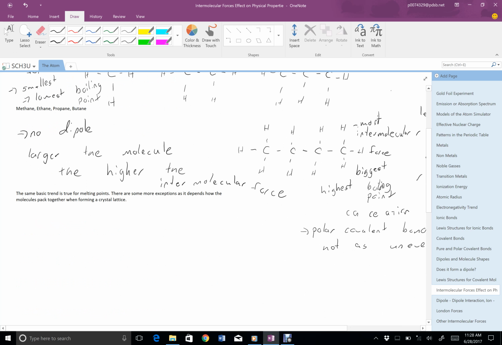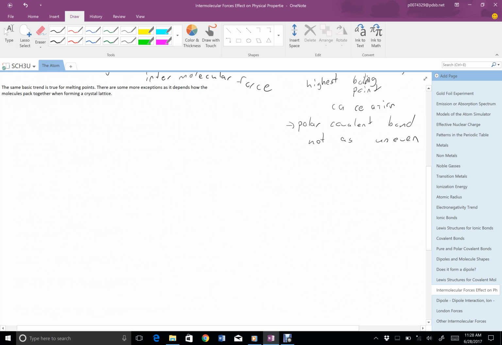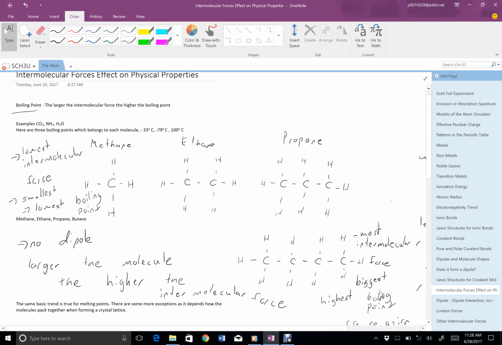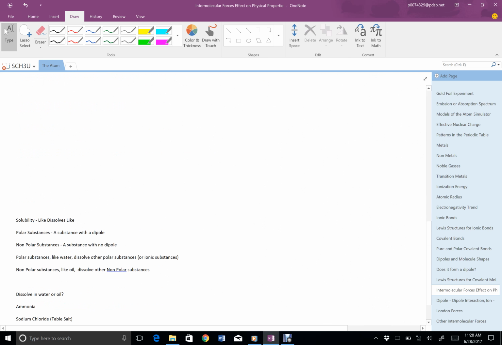The same basic thing is true of what I was saying before about melting points. So when you have no dipole, the thing that you're left to consider is the overall size of the molecule. The bigger the molecule, the bigger the intermolecular force. And then again, the bigger the intermolecular force, the higher the boiling point, or the more likely those atoms are going to be able to stick together. All right.